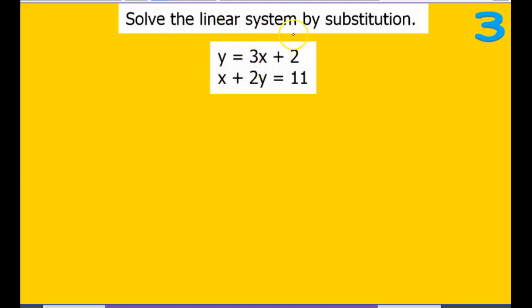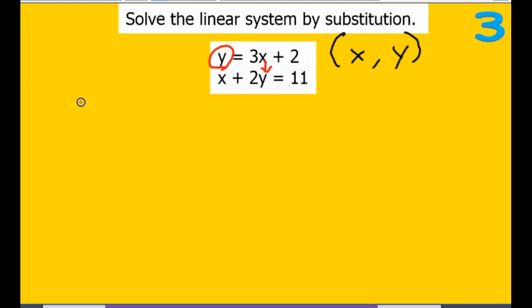Our next one says solve the linear system by substitution. Okay, so we are going to be finding a solution in xy form. So we need an x and we need a y. We have y equals 3x plus 2 and x plus 2y equals 11. Well, look, we already have a y here. So we don't know what y is, but we know that y equals 3x plus 2. So what we're going to do is take this 3x plus 2 and replace it with our y.